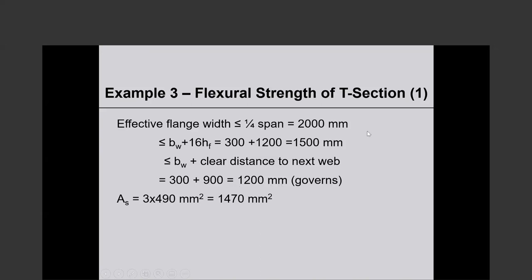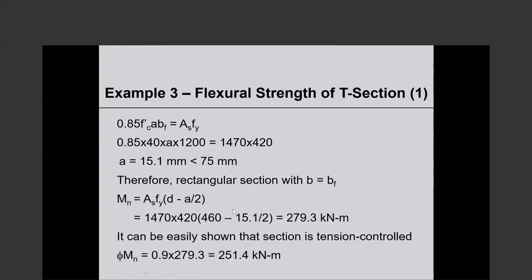So the effective flange width is the smallest of 2000 millimeters, 1500 millimeters, 1200 millimeters. That obviously governs. And A sub S, as in previous examples, is 1470 square millimeters. Okay.